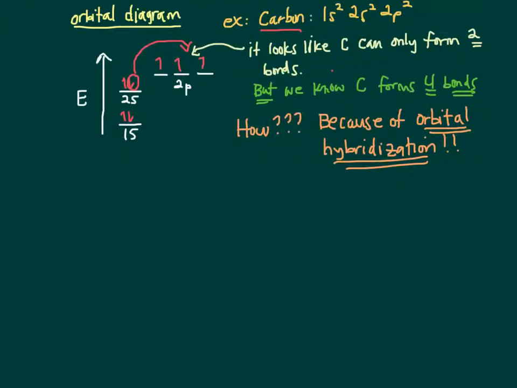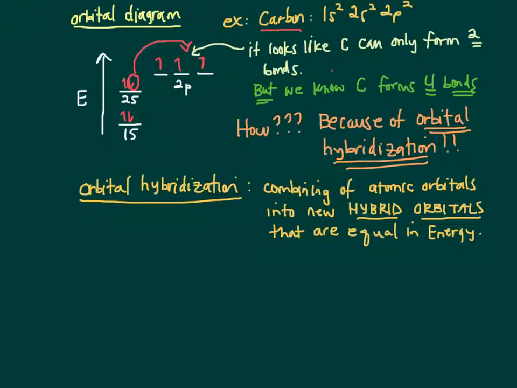Well, we now know it's possible because of this theory called orbital hybridization. So orbital hybridization is the combining of atomic orbitals into new hybrid orbitals that are equal in energy. So orbital hybridization is mixing of orbitals, where we take s and p orbitals and they kind of merge and mix together and form a whole new orbital that's called a hybrid orbital.